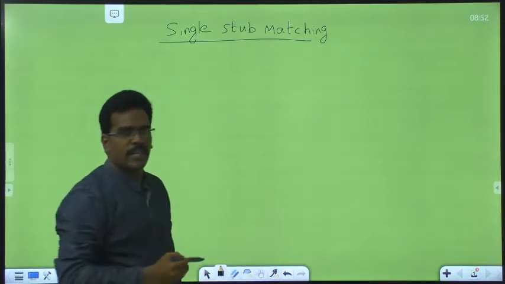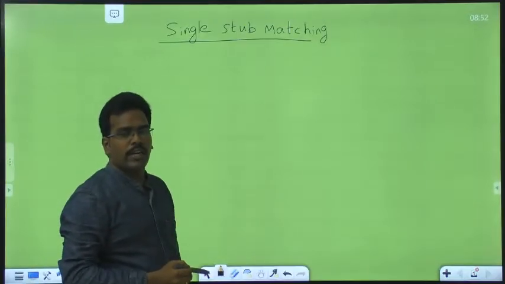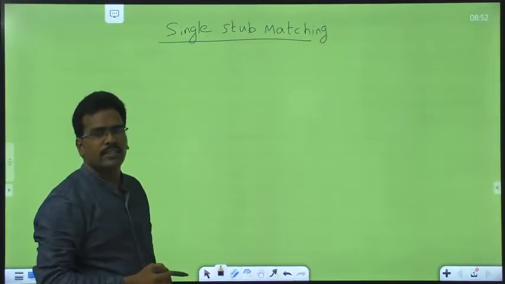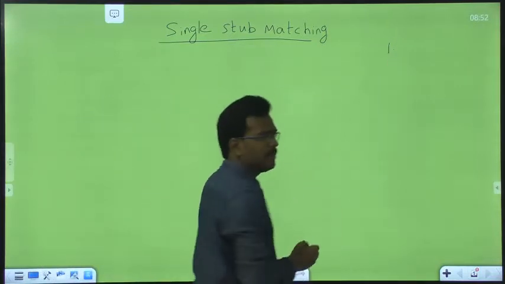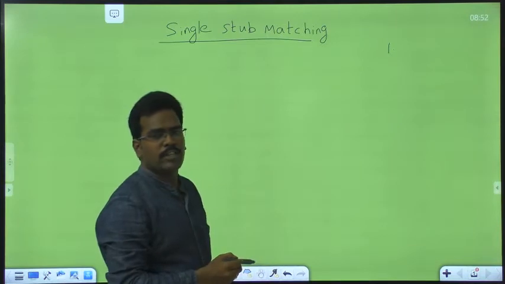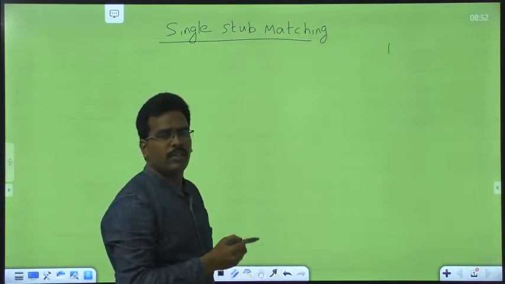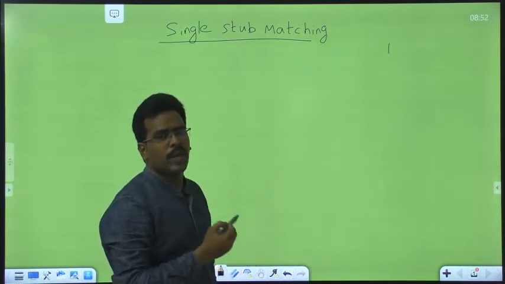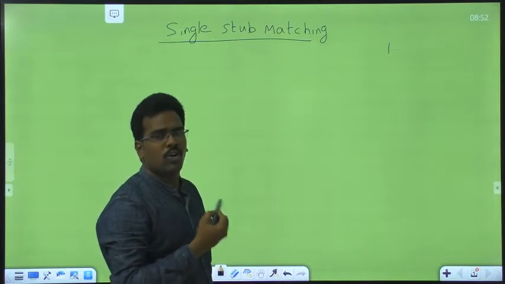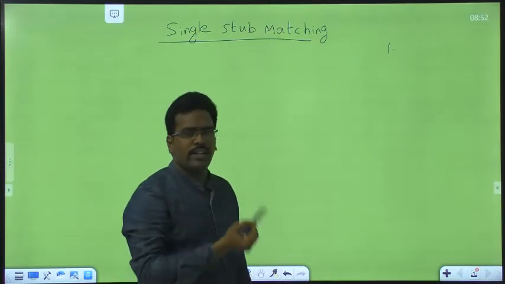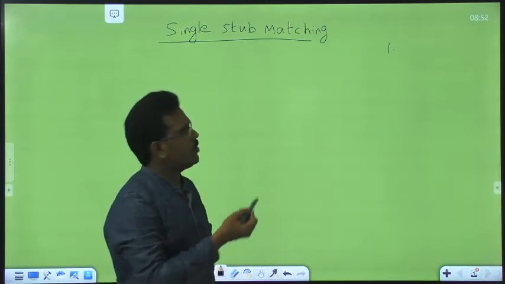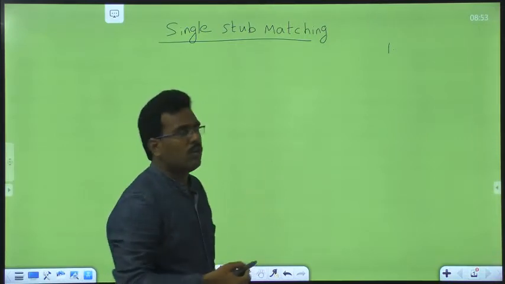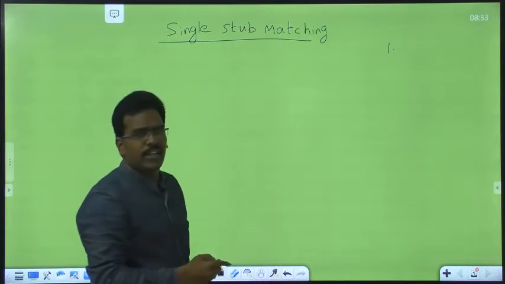In the last class, we saw the quarter wave transformer technique, which has some drawbacks. One drawback is, as the load impedance varies, we have to keep changing the quarter wave transformer with different Z0 values. The second drawback is, as the load varies, we have to keep changing the location of this quarter wave transformer. So to overcome these two drawbacks, we will go for the single step matching technique.